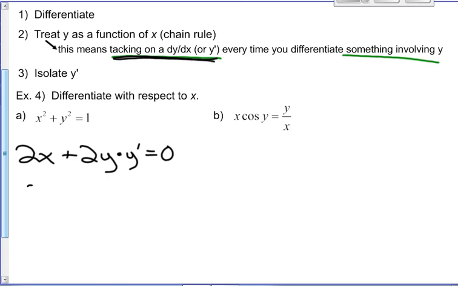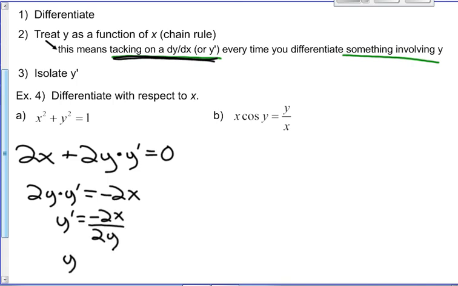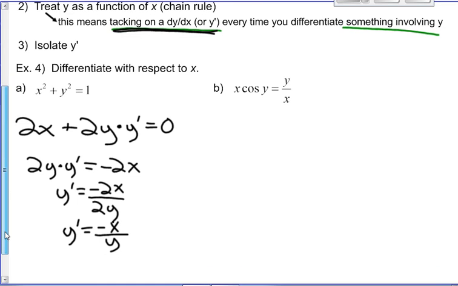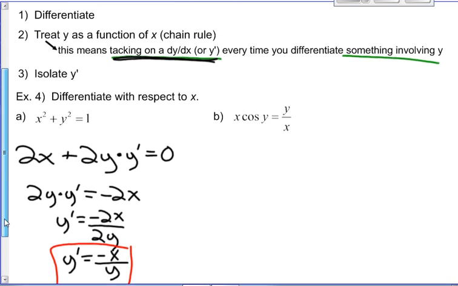Okay, let's isolate y prime. So I'm going to have 2y times y prime equals negative 2x. I just moved that 2x over. I'm going to divide by 2y. And now what I have is an expression for the slope anywhere on that unit circle. And there are only certain numbers that you could put into it. And notice that the final expression has both an x and a y in it. And that tends to happen when you don't have a function to begin with. Okay, so there we go. There's our y prime, or our slope function.